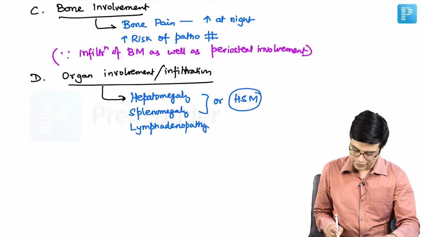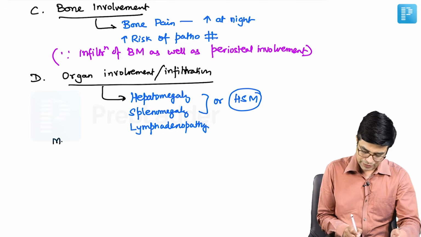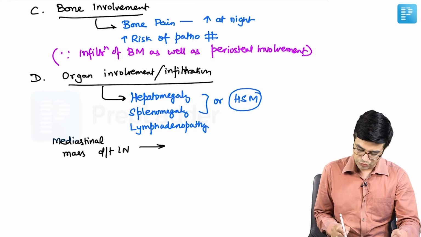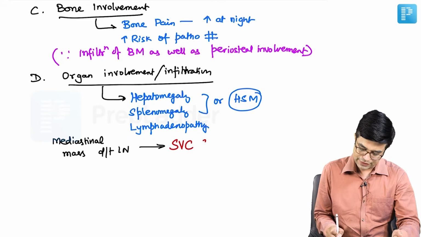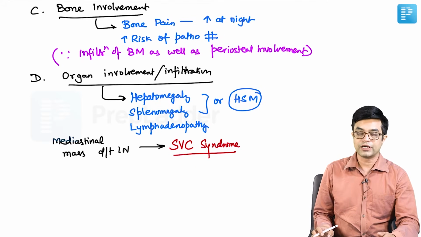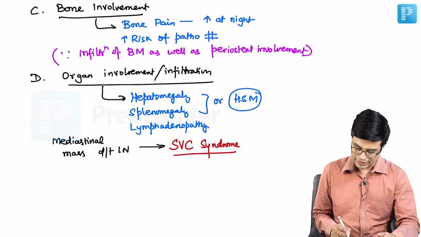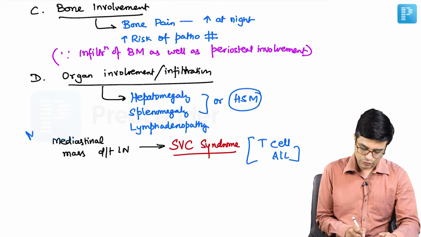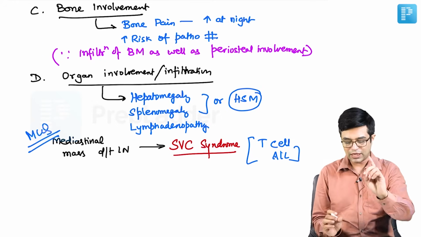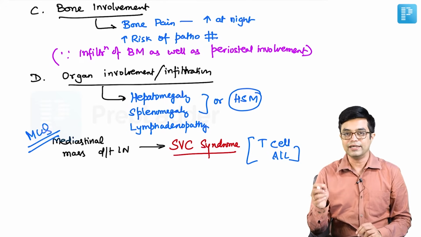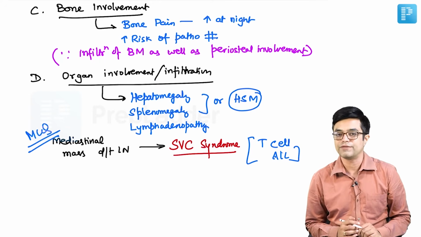and if there is mediastinal lymph node involvement, it may sometimes produce a mediastinal mass, which can produce a syndrome called SVC syndrome. So features of superior vena cava syndrome due to obstruction of the superior vena cava can be produced. This is a relatively common presentation in T-cell ALL. The MCQ point on this has been asked. So mediastinal mass producing SVC syndrome is a manifestation of T-cell ALL. It is not seen in the other varieties of ALL.